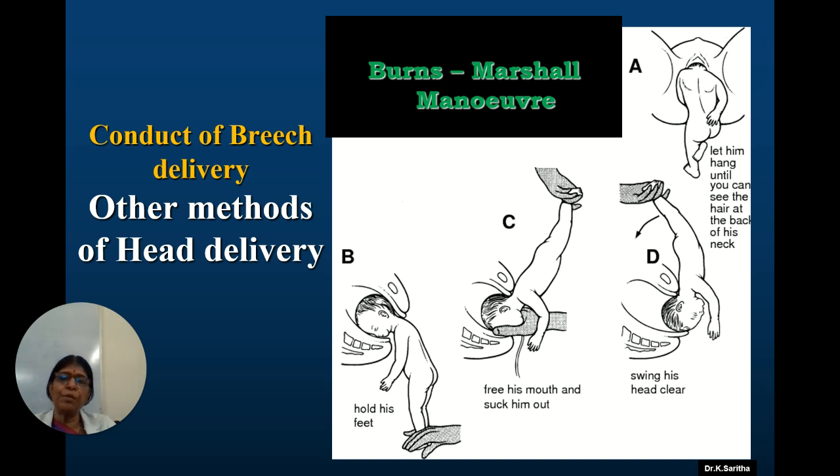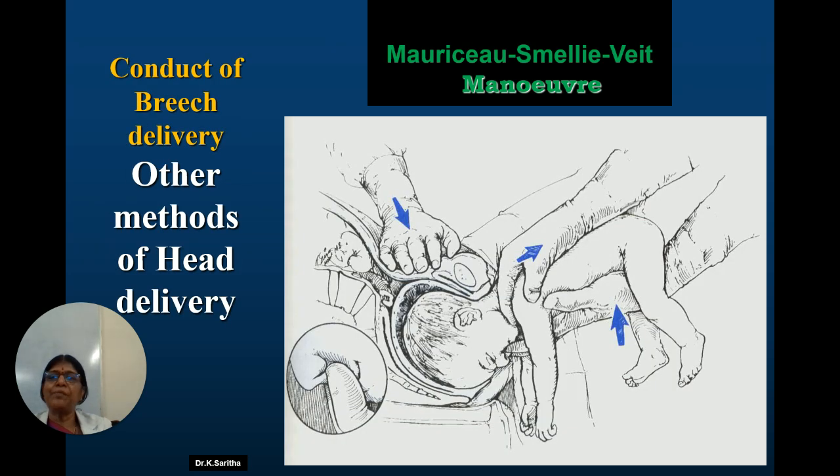Here we are seeing you hold the feet of the infant between two fingers of the right hand. Then it is swept over to the mother's abdomen and delivered. That is the Burns-Marshall method. Another method of delivering the breech head is by using the Mauriceau-Smellie-Veit maneuver. We usually use this where there is difficulty in delivering and the head is still not in the pelvic inlet.